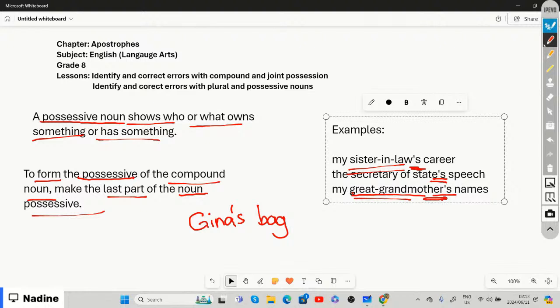So once again, a possessive noun shows who or what owns something, or who or what has something. Something belongs to me, I have it, I own it. And then we can say it is Nadine's work, Nadine's something, but it's something that belongs to Nadine.